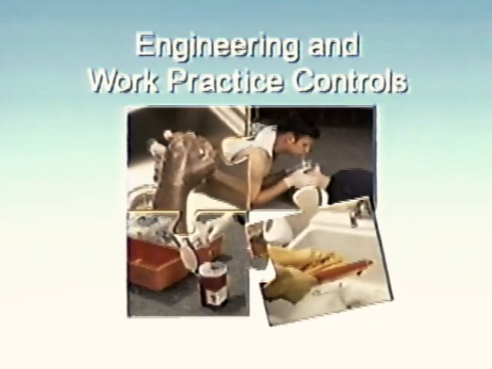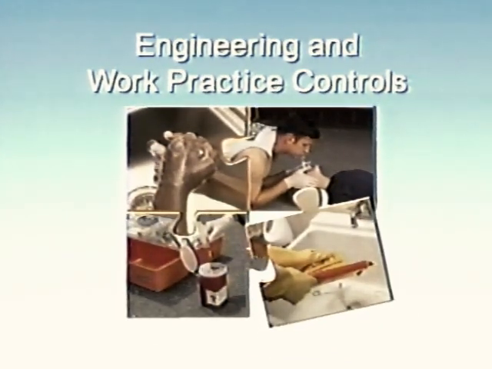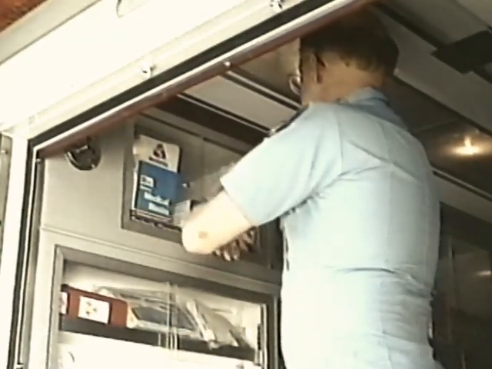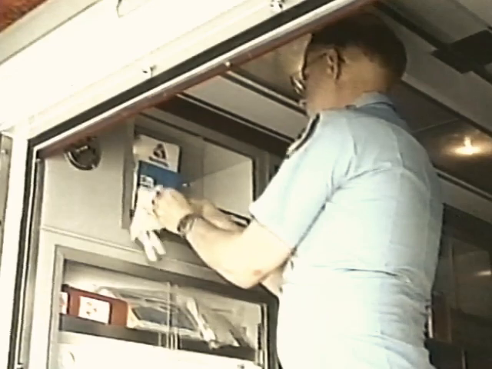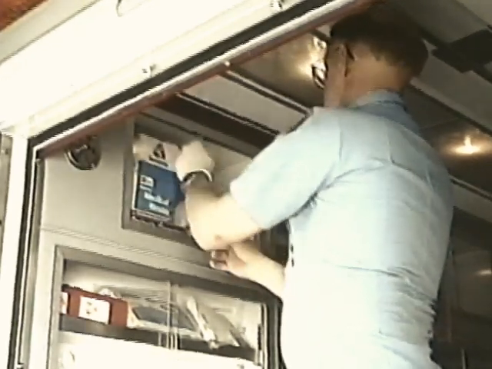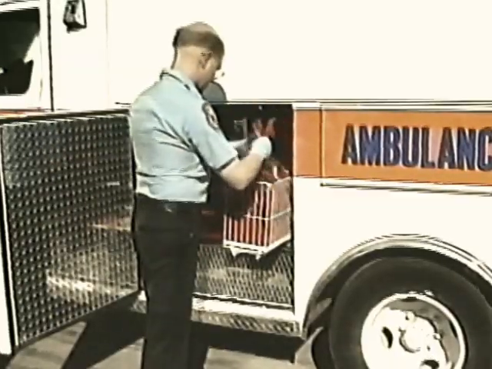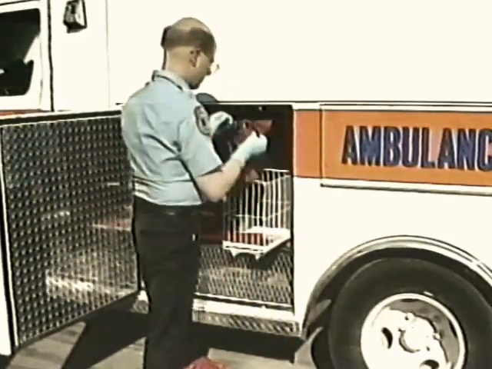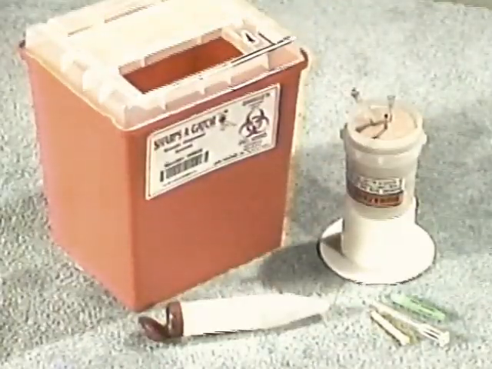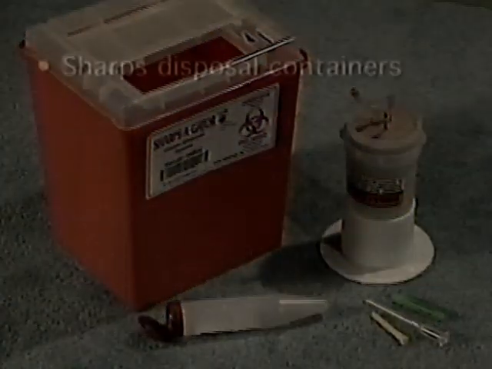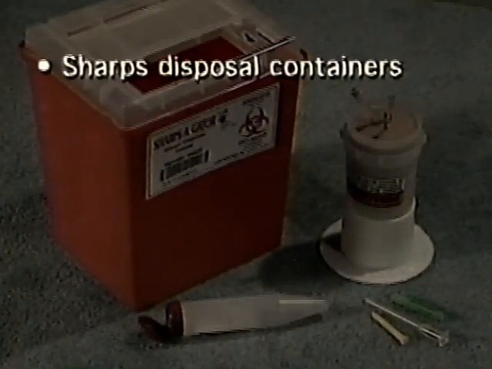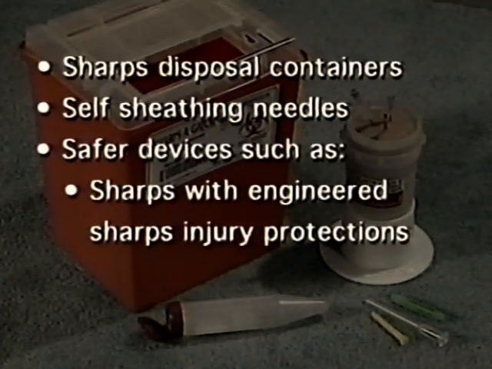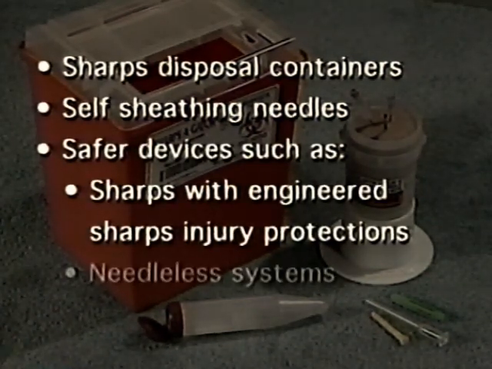Now that you know what you can do to protect yourself, let's talk about what your employer can do. Your employer is responsible for implementing engineering and work practice controls as part of the exposure control plan. Engineering controls are physical devices that isolate or remove a hazard from a workplace. Examples include sharps disposal containers, self-sheathing needles, and safer devices such as sharps with engineered sharps injury protections or needleless systems.